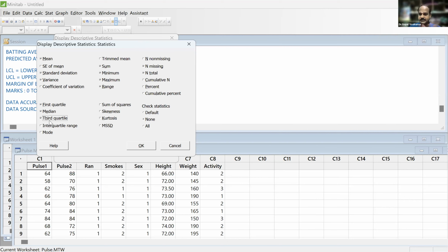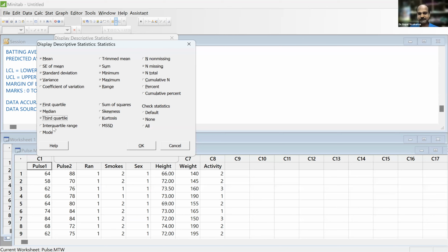Suppose I put 75% on the left side and 25% on the right side, then the point that is dividing in that manner is known as the third quartile. Clear? What is the use of those? We will calculate and then I'll come to that.